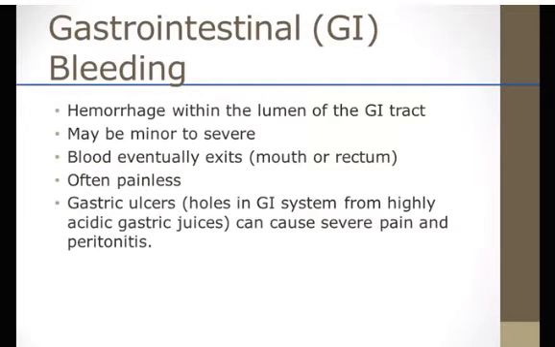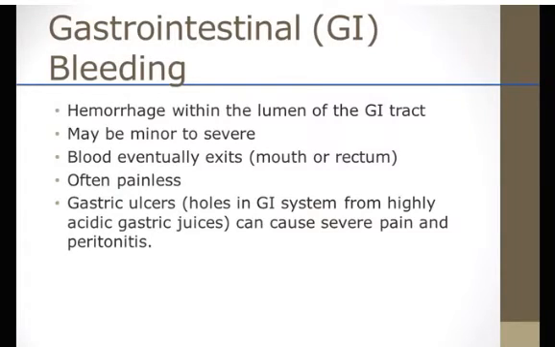GI bleeds are kind of an interesting topic. It is bleeding within the GI tract, and in this tract, it can be bleeding in the stomach or above, or it can be bleeding below the stomach. The blood is eventually, either way, going to exit the body, and that's when we're going to be able to recognize it. So if it's bleeding in your esophagus or in your stomach, then you're going to vomit that up.